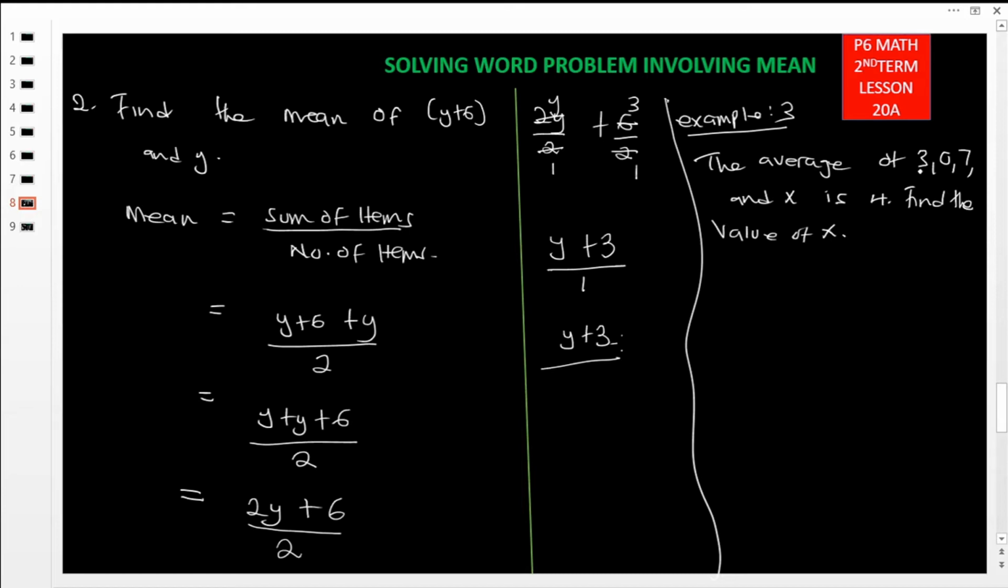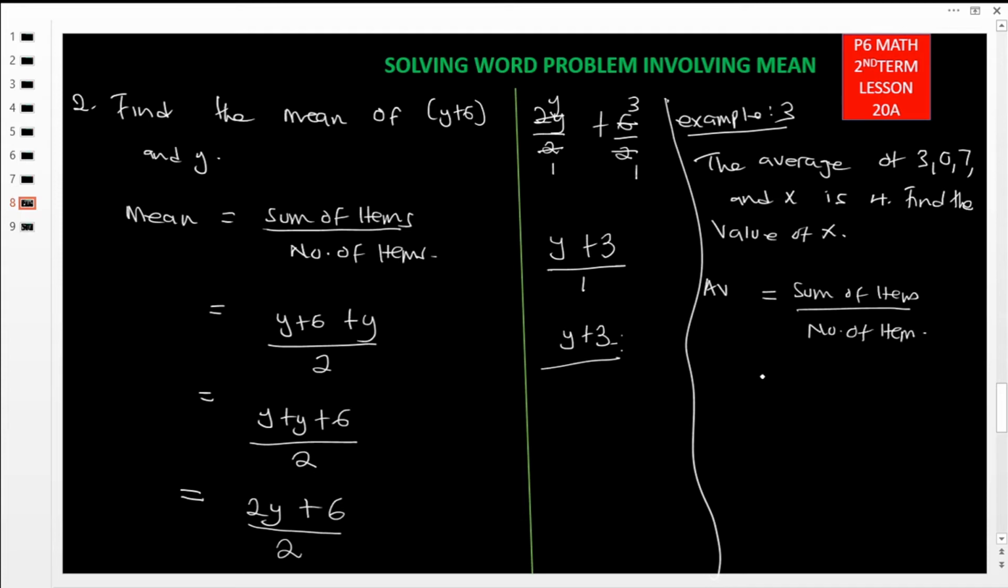So meaning that when you add this and this and this and this and you divide them equally, each one must get 4. So what could be the value of x? So how do you get average? Average is equal to a sum of items all over number of items.